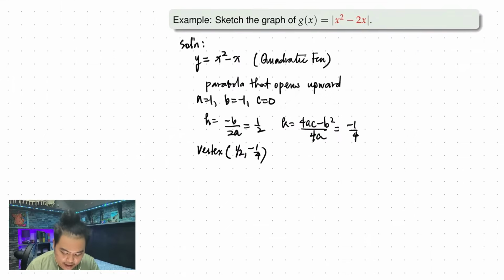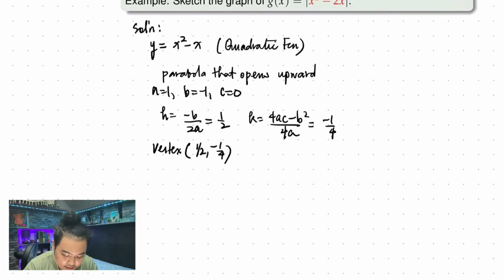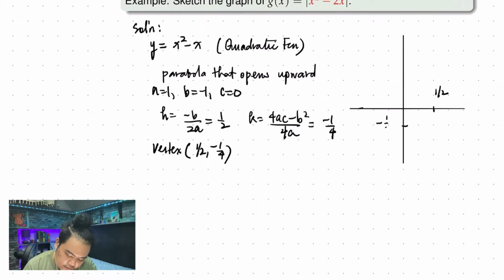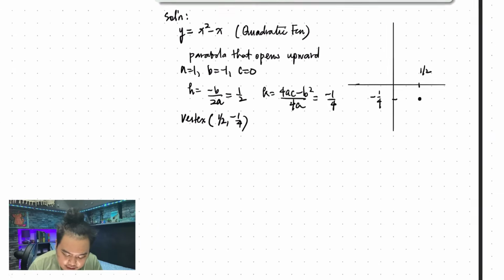So, para magkaroon tayo ng idea doon sa graph, sketch na muna natin, kahit rough sketch lang. So, asan si 1/2 negative 1/4? Let's say this is 1. Lakihan natin na. Let's say this is 1/2 and this is negative 1/4. So, somewhere andyan yung vertex and opening upward. So, alamin na lang natin yung x-intercept, y-intercept para maging mas accurate yung graph natin.